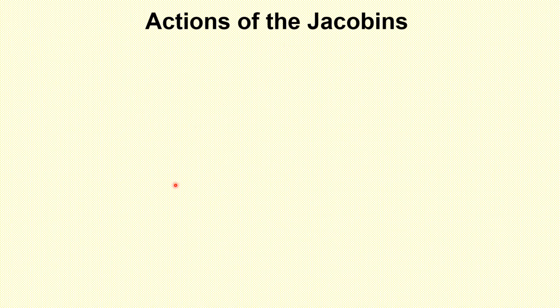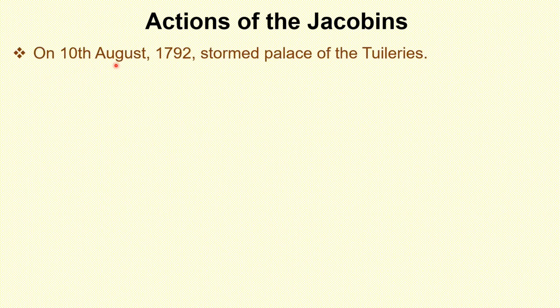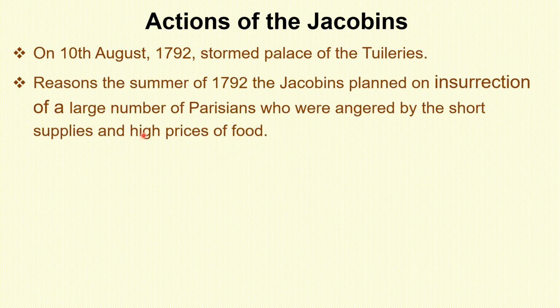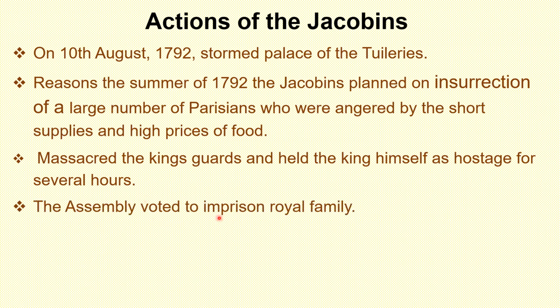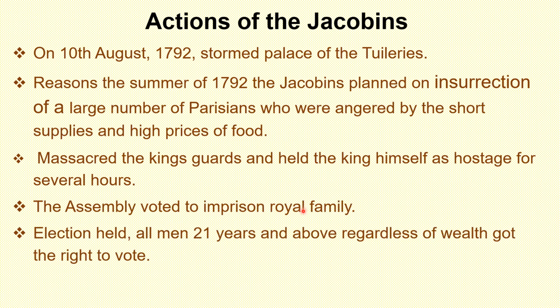Actions of the Jacobins: on 10th August 1792, they stormed the palace of the Tuileries. Reasons: in the summer of 1792, the Jacobins planned an insurrection of a large number of Parisians who were angered by the short supplies and high prices of food. They massacred the king's guards and held the king himself hostage for several hours. The assembly voted to imprison the royal family.